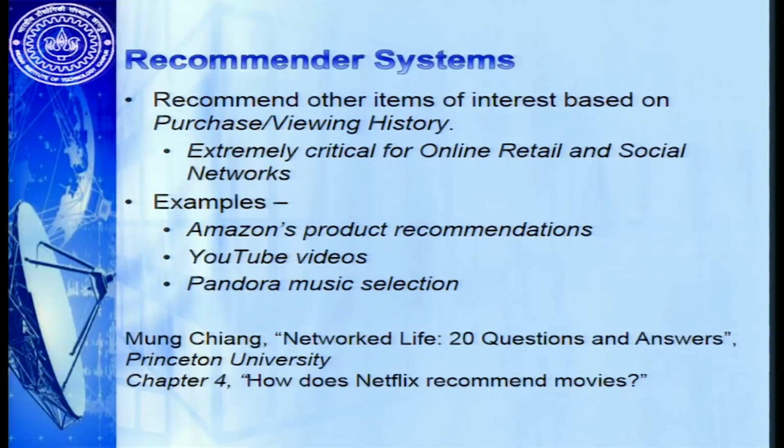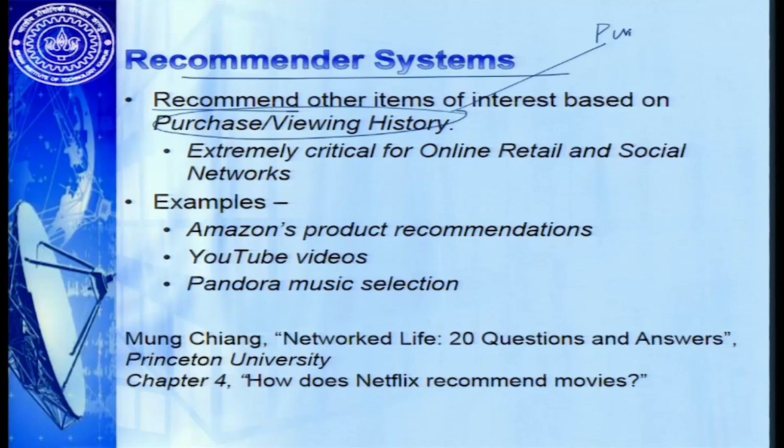Now, what is a recommender system? We need to understand first what is the concept of a recommender system. A recommender system is something that is very simple, that is, it recommends other items. So, as the name implies, it recommends other items based on your purchase or viewing history. Okay.